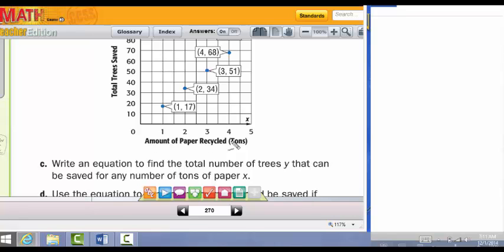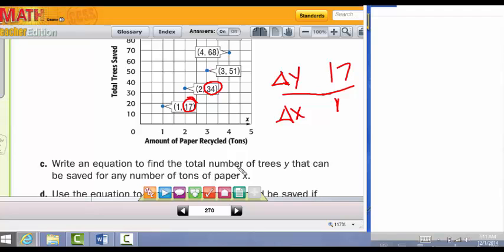So we have tons of paper. That's the change in X. And this would be the change in Y, which would be trees saved. So we have the change in Y, which would be 34 minus 17, so that would be 17, over the change in X. 2 minus 1 would be 1. So we have a slope of 17.